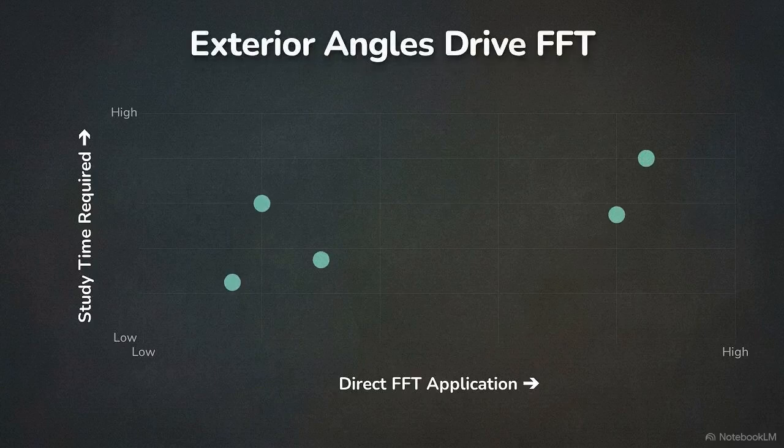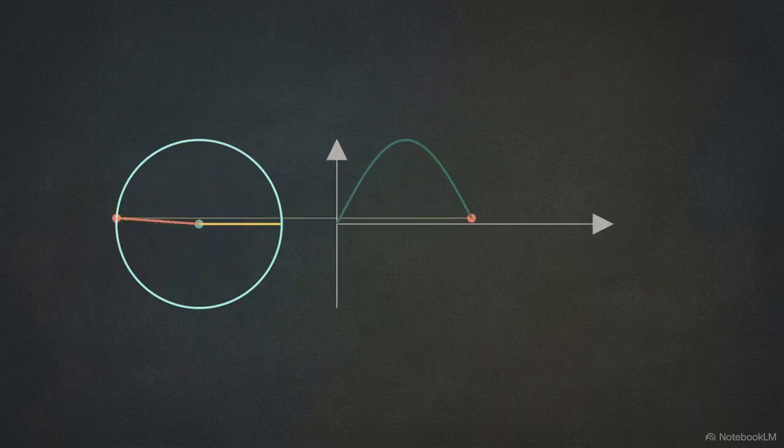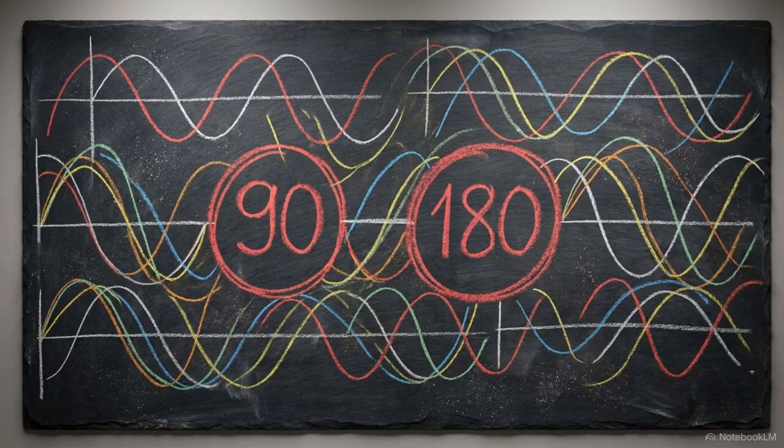Moving up to the 3- and 4-star topics, we find Euler's work on the sum of exterior angles. Angles are the prerequisite for the unit circle, and the unit circle is the mathematical foundation for sine and cosine waves. Every single basis function inside the FFT relies on these angles to determine its frequency and phase. You cannot process a signal without them.